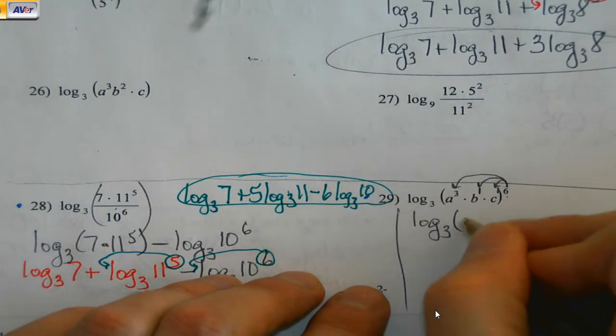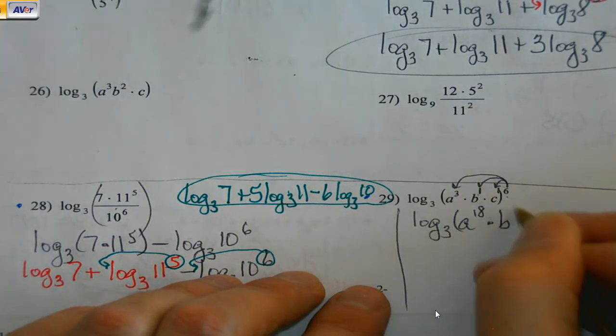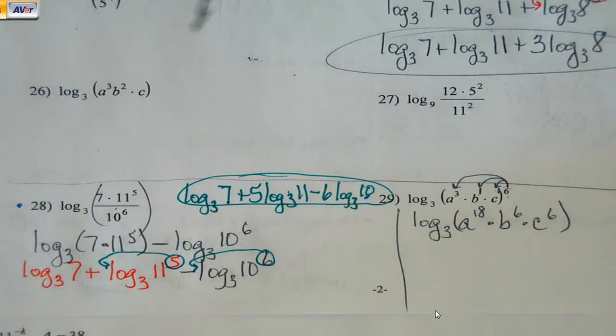So here I've got log base 3. 3 times 6 is 18. 1 times 6 is 6. 1 times 6 is 6. And now it actually starts to look a lot more like number 25 did. But I got to get that first step done. Now I go through my steps.